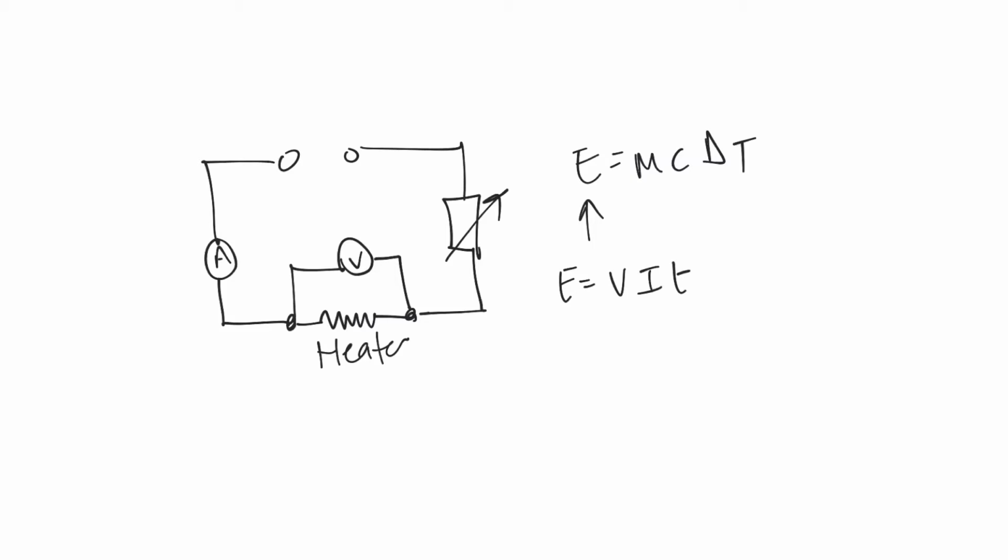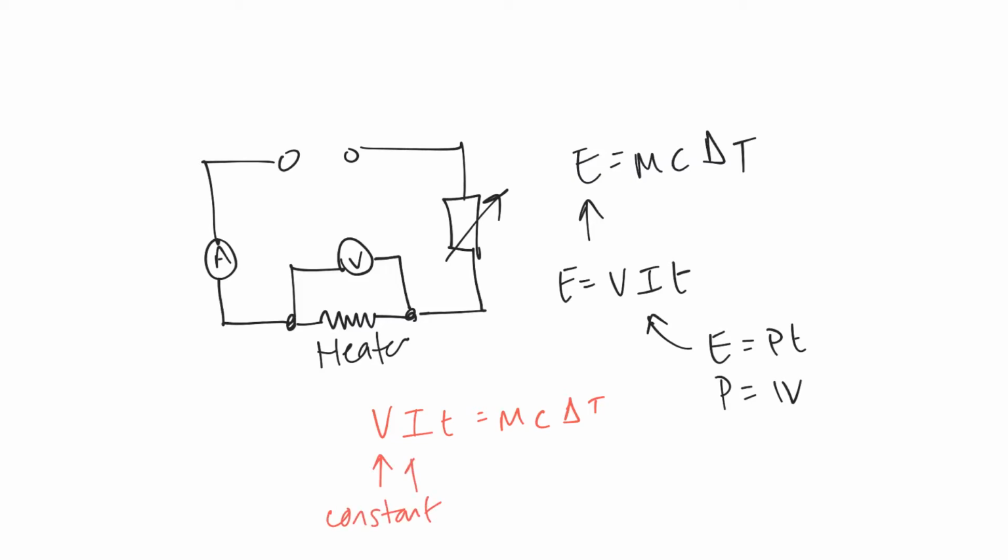So the equation E equals mc delta T, but energy or work done or energy transferred is also equal to VIt, because energy equals power times time and power equals current times potential difference. So VIt equals mc delta T, and if we think about what the constants are, well, the potential difference and the current won't change, the mass of the object won't change, and the specific heat capacity won't change either. So that leaves little t for time and big T for temperature as our variables.